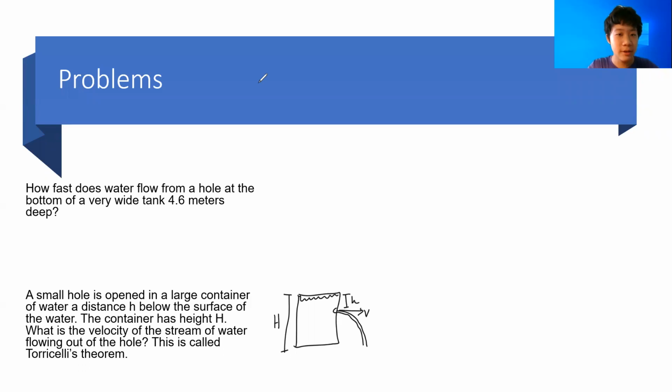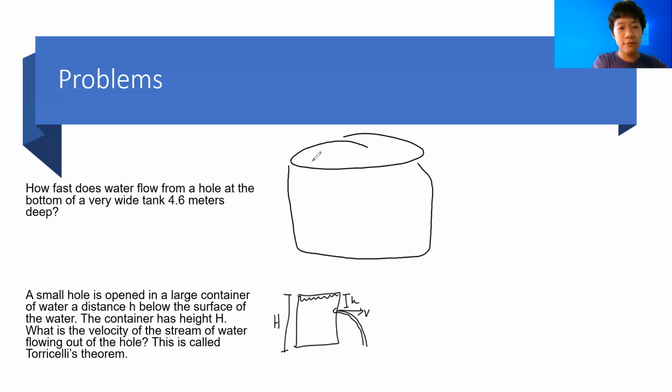Okay, so here's the solution. For the first problem, it's always better to draw out a diagram. We have a really, really wide tank, and water is going to flow out from a hole at the bottom of the tank with some kind of velocity. I want to find the velocity there.